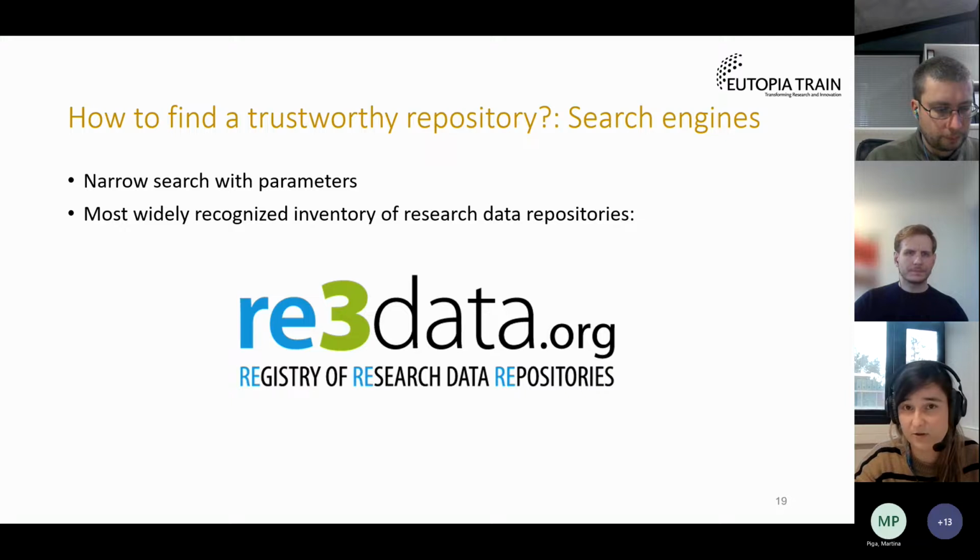And then how can you find a trustworthy repository? The easiest way is to make use of search engines. As I said before, the Registry of Research Data Repositories is the most famous one. Through this search engine, you can narrow down your search. You can use parameters to find a repository that suits your needs. And this is a very easy way to do this.